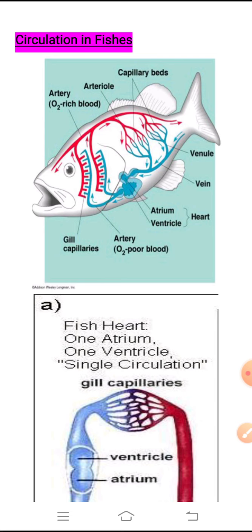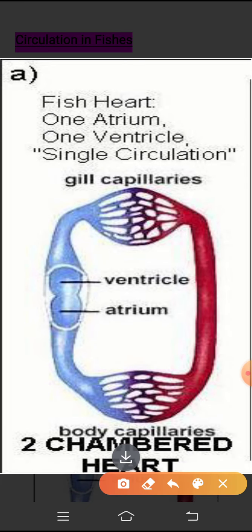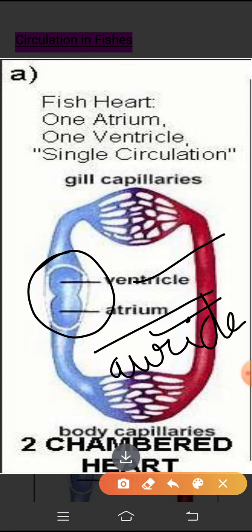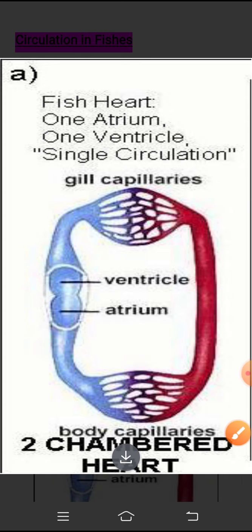Fishes have a two-chambered heart. These two chambers are called the atrium and the ventricle. One more word I would like to tell you: atrium is also called auricle. So auricle and atrium are both the same. The fish has a two-chambered heart, and the first chamber is the atrium and the second is the ventricle, right?